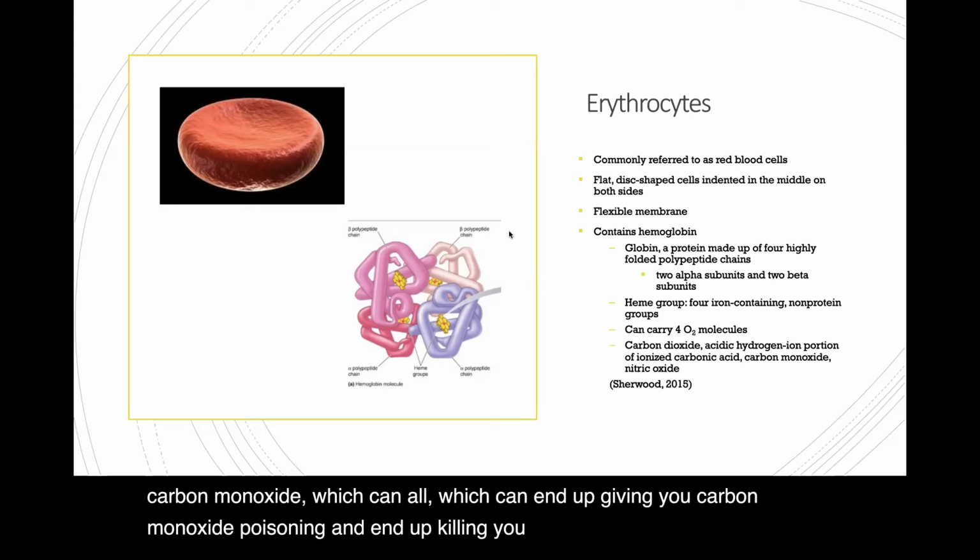And then the last is nitric oxide. So in the lungs, the vasodilator nitric oxide binds to hemoglobin. It is then released at the tissues where it can relax and dilate the local arterioles.